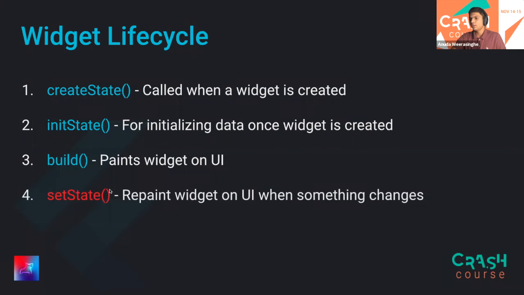And so all of these three methods are available for both stateless and stateful widgets, but then the setState method is a special method that we get for stateful widgets, and it allows us to tell Flutter to repaint the widget on the user interface when something changes. So for example, in our case, when someone presses a button, and if you want to show some image or change some text on the screen, then we would have to call the setState method to tell Flutter to call build again.